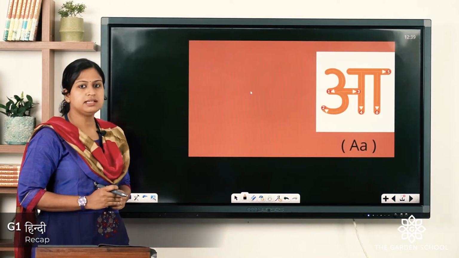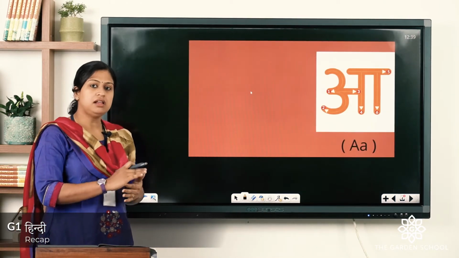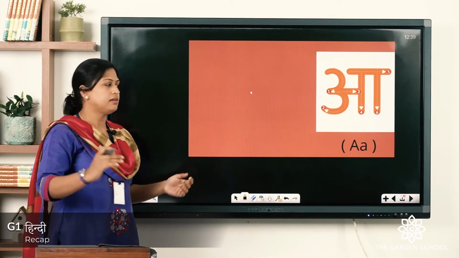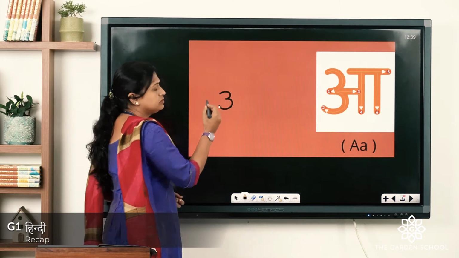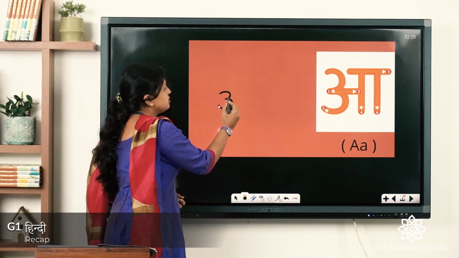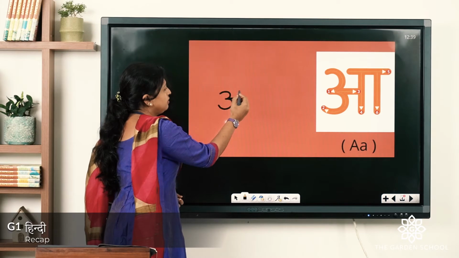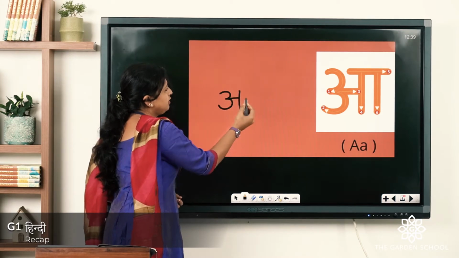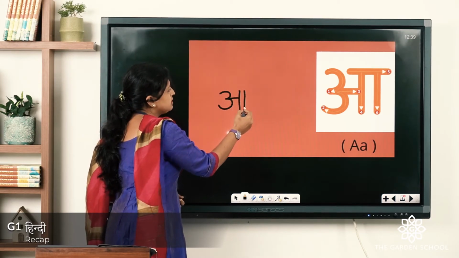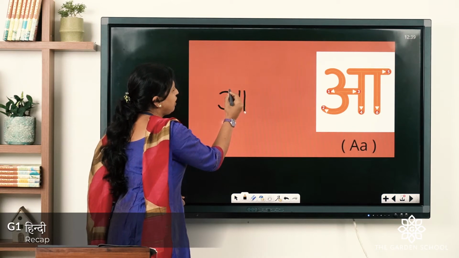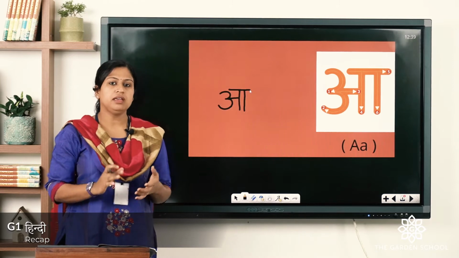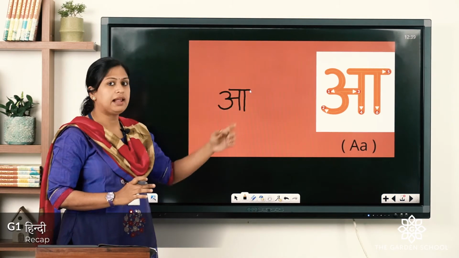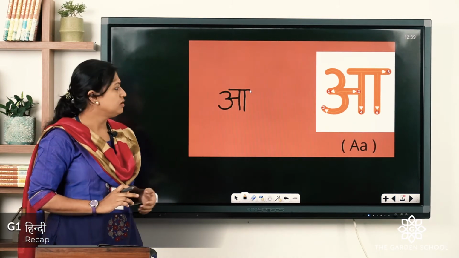Next Swar is A. It has a long sound. So, let's see how we write it. First, you have to draw 3, short sleeping line, long standing line, one more long standing line, and on the top you have to draw a sleeping line. Every Hindi letter has this sleeping line on the top.